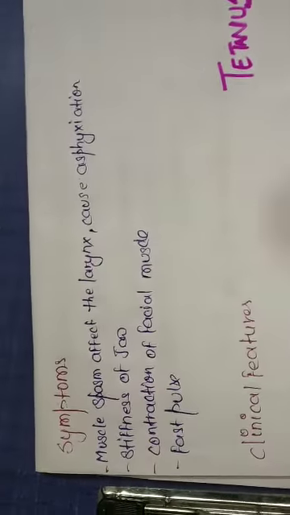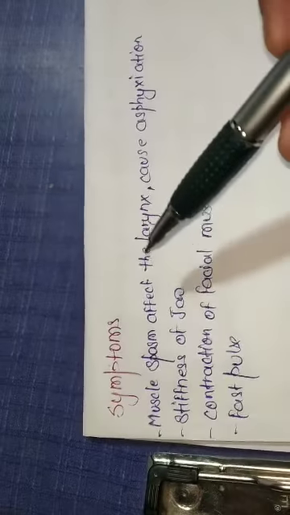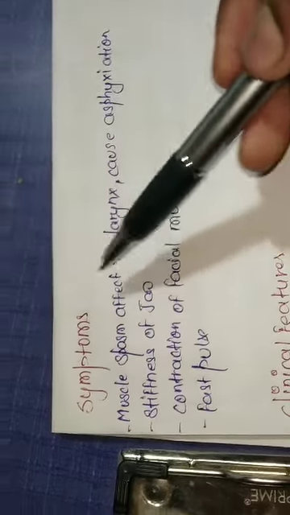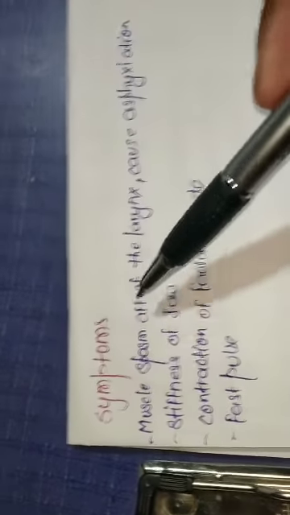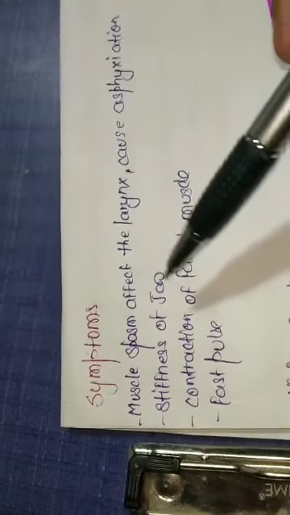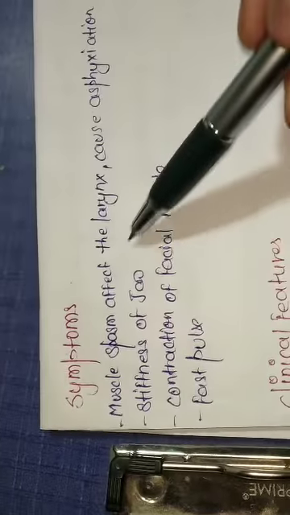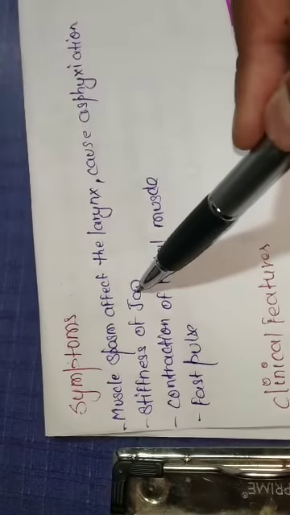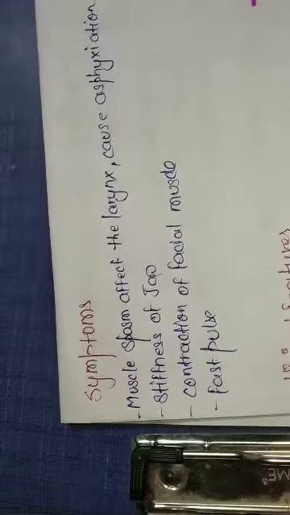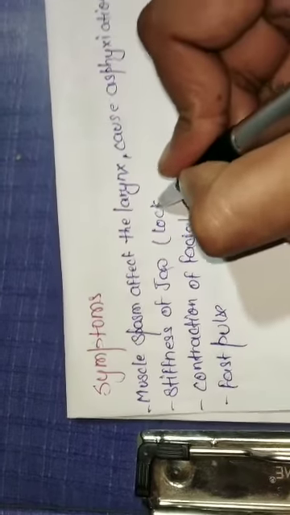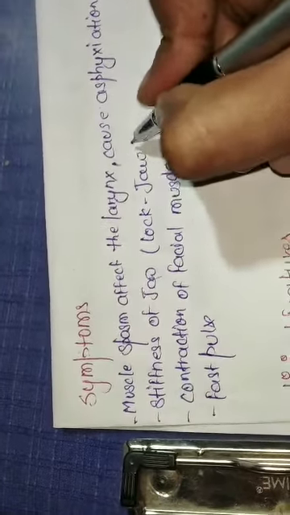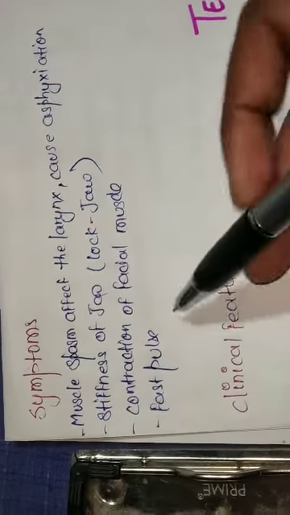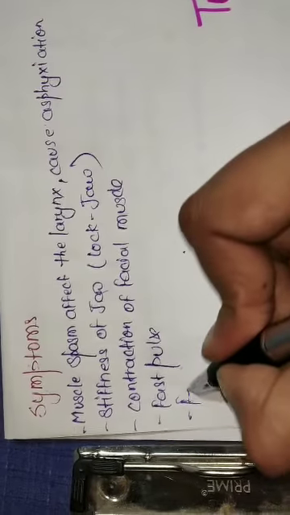Then we'll see the symptoms. What are the symptoms of tetanus? After the entering of Clostridium tetani and the action of the tetanus toxin, muscle spasm can affect the larynx and cause asphyxia, and then stiffness of the jaw, which may be called lockjaw. This disease is also known as lockjaw. Then contraction of the facial tissue, a fast pulse and maybe fever.